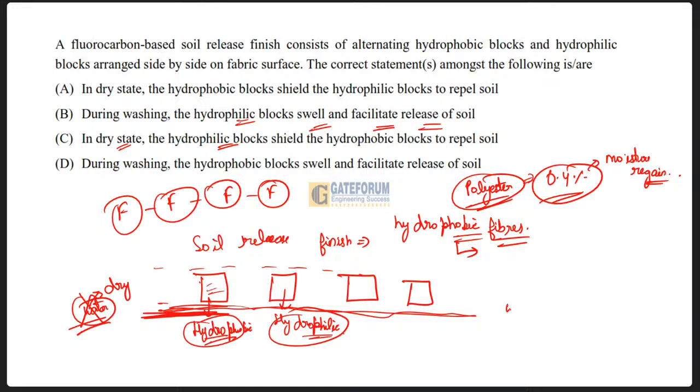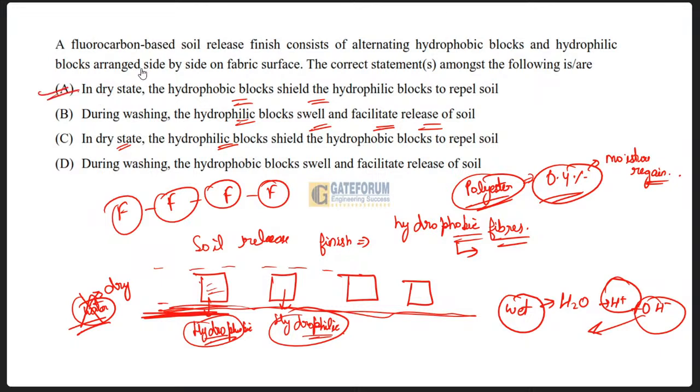But in the wet state, H2O, H plus ions and OH minus ions are present, and these attract onto the fabric surface. In the hydrophobic case, due to the absence of water, it prevents the soil from adhering to the fabric by repelling water and soil particles. So in the dry state, these hydrophobic blocks act as a shield and shield the hydrophilic blocks to repel the soil. So this option is correct.